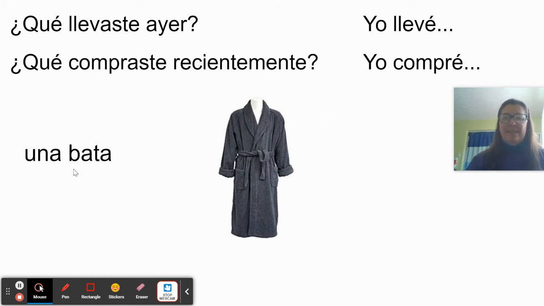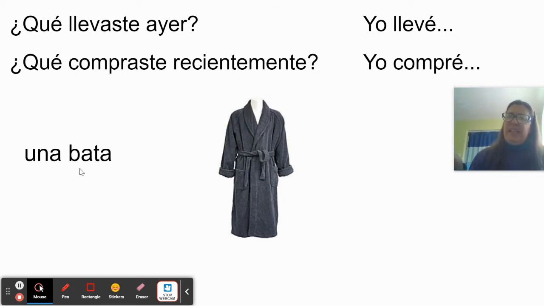Una bata. We're in school in a pandemic. Some people are wearing robes all day, every day. So, yo llevé una bata ayer. I wore a robe yesterday. You know what? You might be a person who only wears robes at night. So you might say, yo llevé una bata anoche. Anoche is last night. Yo llevé una bata anoche.